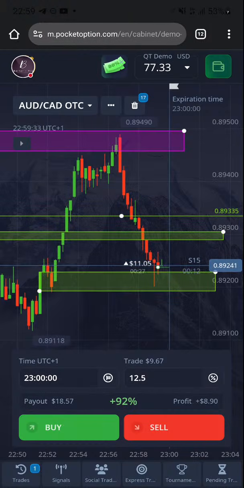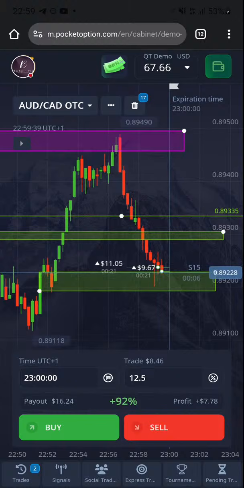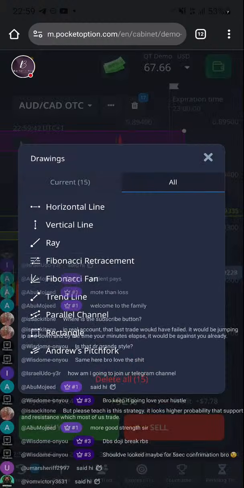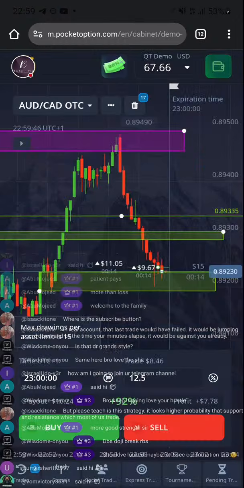This is where I should have entered. This is where I should have entered the trade. Here. There's another one down here. Oh, I really can't see my screen.